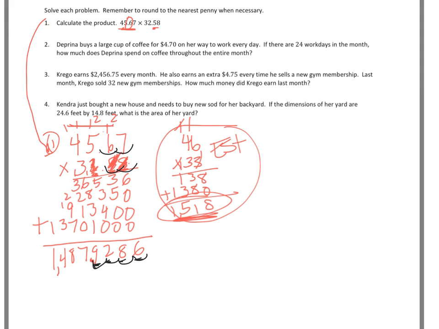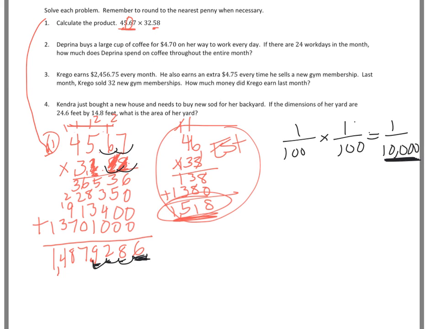Because a hundredth times a hundredth equals 1/10,000th. So that's telling me right there that I have to have a number in the 10,000ths place.